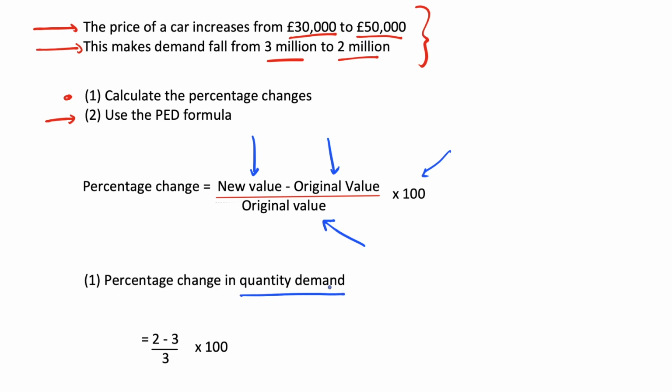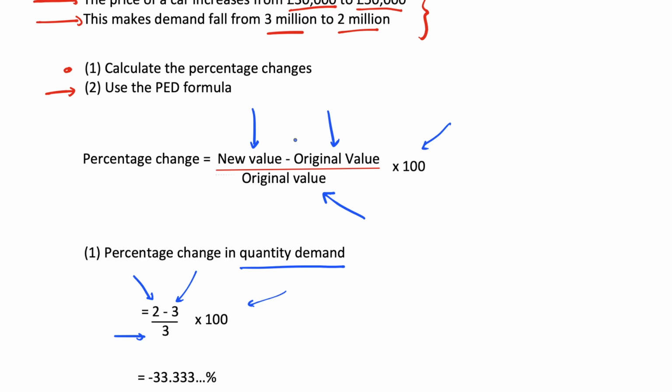So for our quantity demanded, we're going to start with the original value. The new value is 2 million minus the original value, and then divide by the original value, then multiply that by 100. So we get that our percentage change in quantity demanded is minus 33.33 recurring percent. So it's fallen by a third, which we can obviously tell by just looking at these numbers. And note that we can just use 2 and 3 here instead of 2 million and 3 million, because everything's still in the same units, so that's fine.